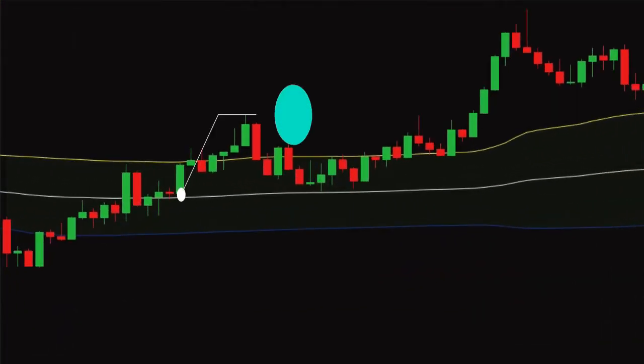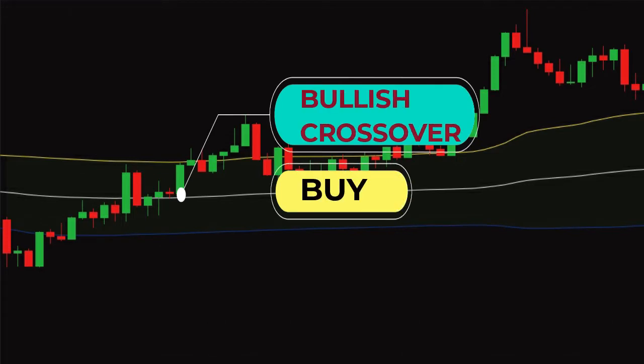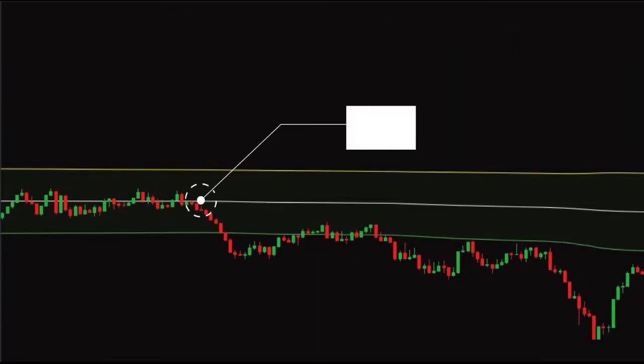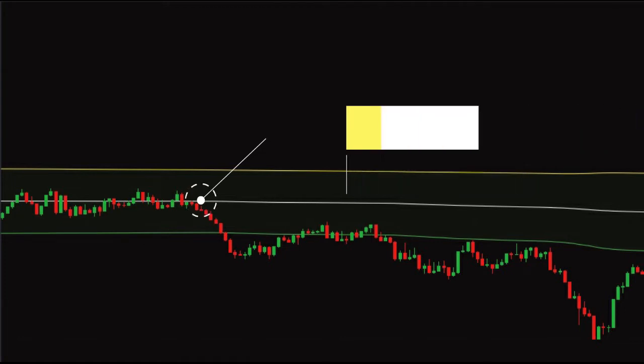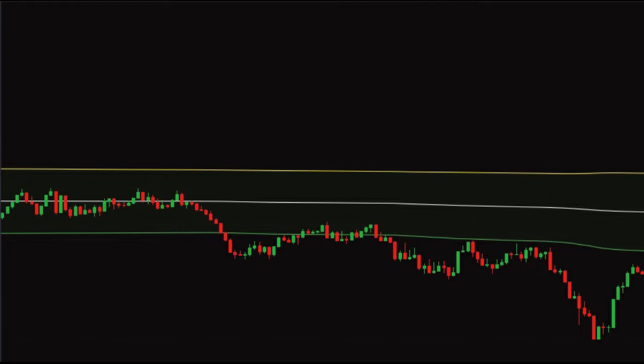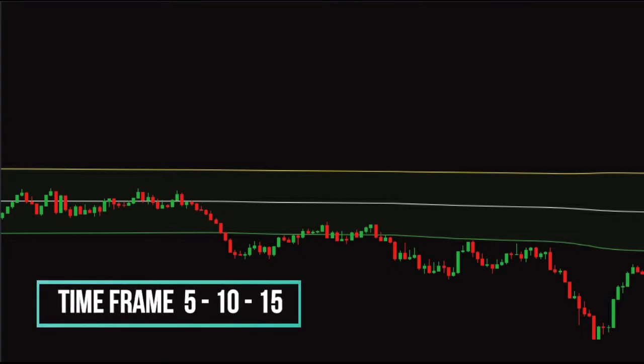Look at this chart. Whenever price gives a close to the upside of the VWAP band, it is called a bullish crossover, which signals us about buying opportunities. Similarly, whenever price closes below the VWAP band, it shows us a bearish crossover and indicates us to watch out for sell trades. As VWAP is most commonly used in intraday trading only, it is also important to look at the time frame. To use the VWAP indicator accurately, the suggested time frame would be 5 to 15 minutes.